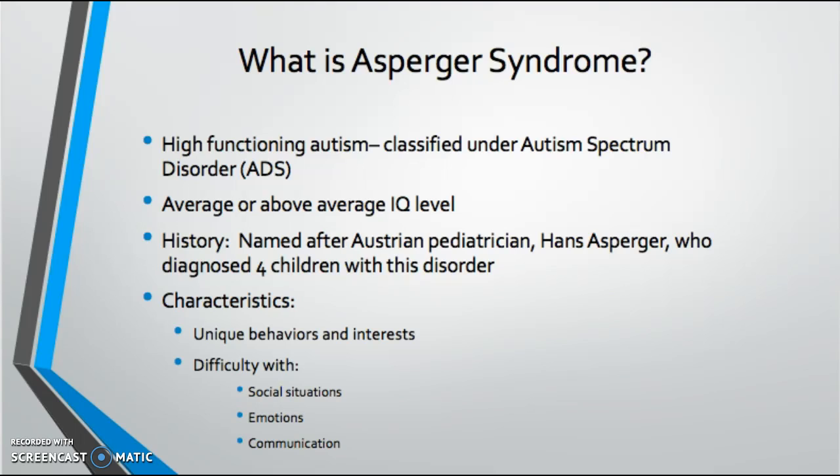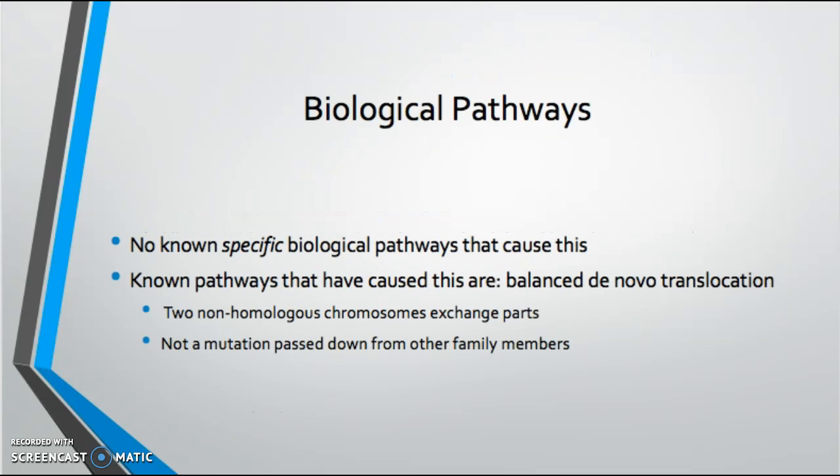Characteristics of this disorder include unique behaviors and interests, difficulty with social situations, emotions, and communication. The biological pathways are still not completely understood by scientists and doctors. However, there is some understanding as to how these work. While there are no known specific biological pathways that cause this, meaning there's not one that applies to every individual with this condition, there have been many genes found that have been associated with this condition.